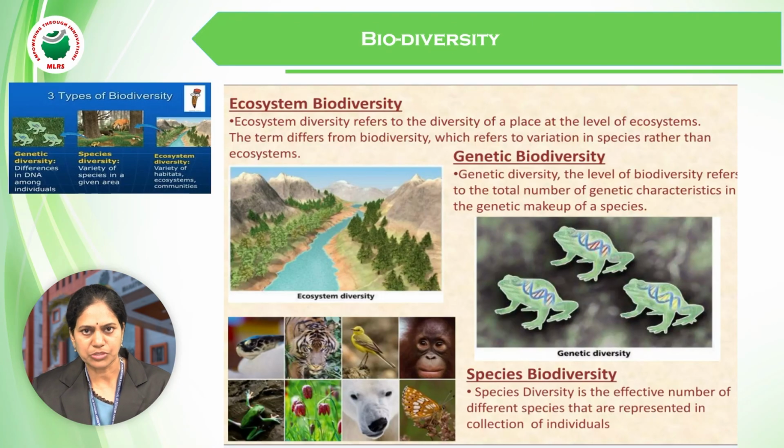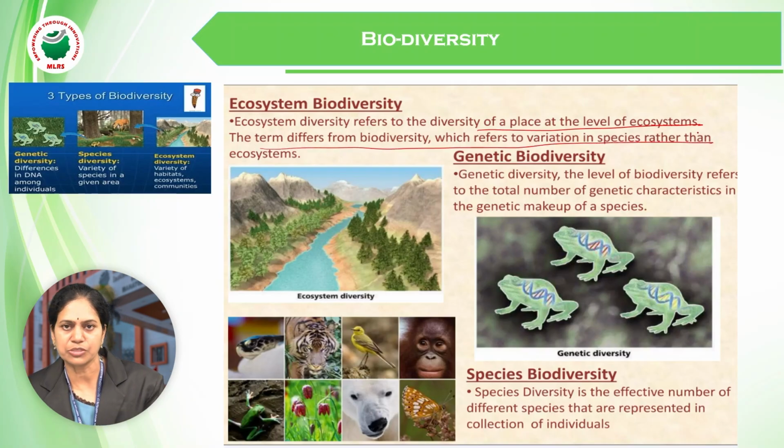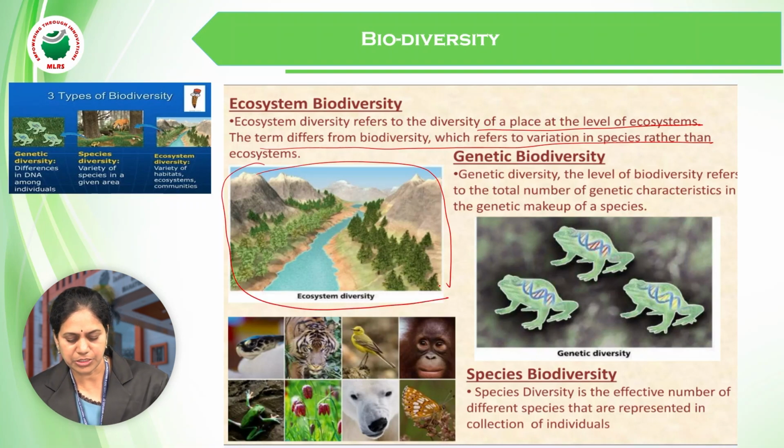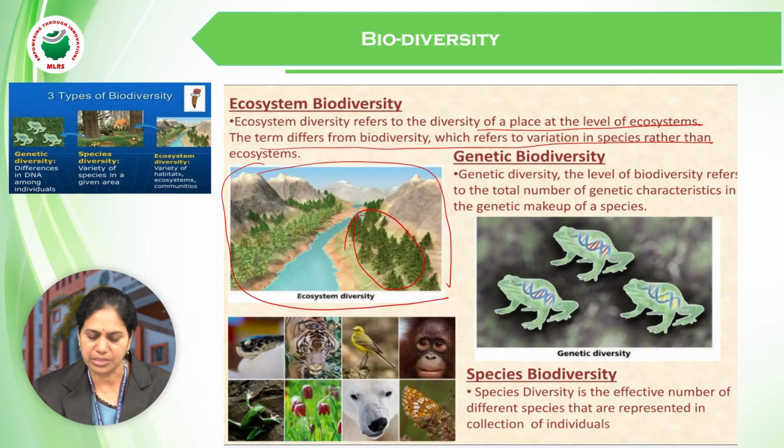Next, as I was saying, ecosystem diversity refers to variation at the level of our ecosystems. For example, if I show you this particular picture, it represents ecosystem diversity. Here you can see there are hills and mountains. At the bottom of the mountain or a hill, you can see the diversity is more. And as you go towards the apex of a hill or a mountain, the diversity becomes less. Life is there, life is there even at the apex of the mountain.